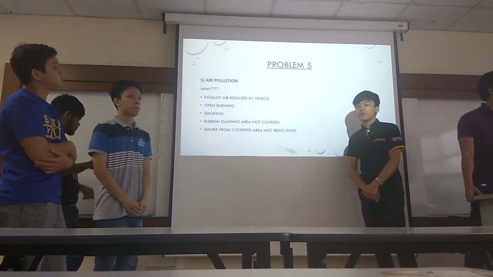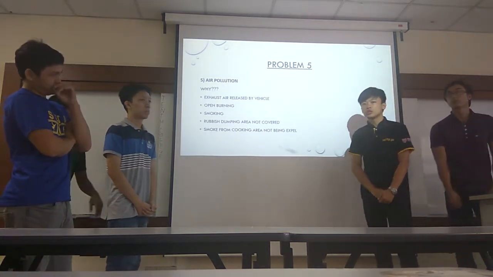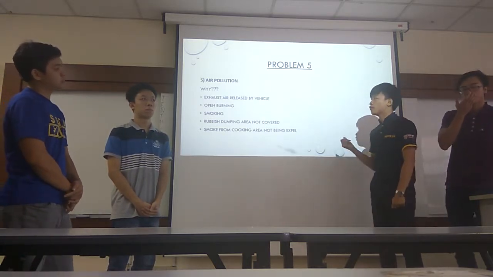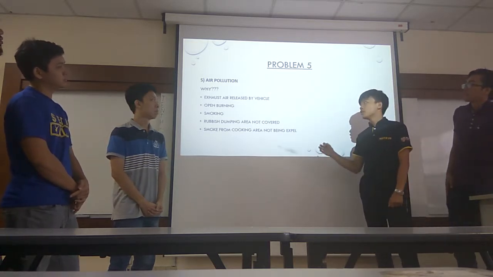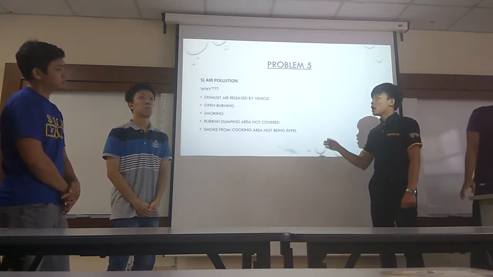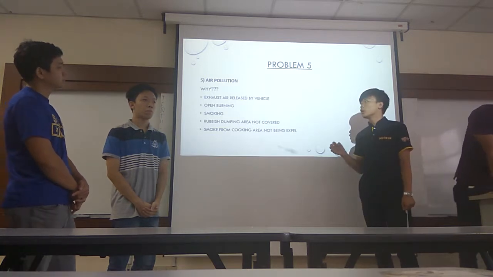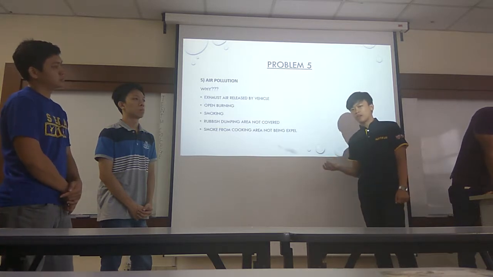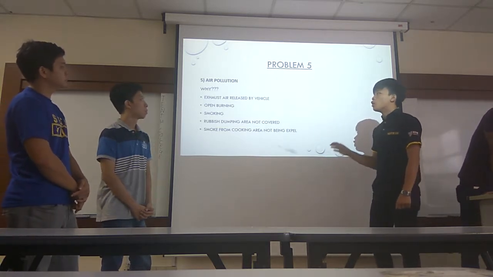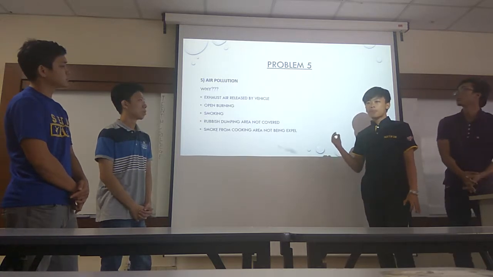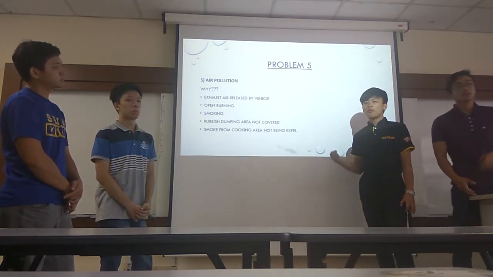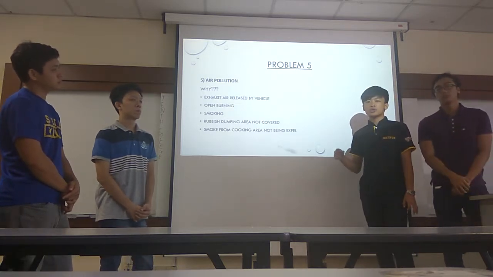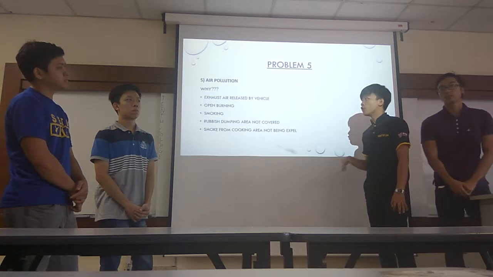So I will continue with the fifth problem on the site that we chose, which is air pollution. So why do we say that the Tan College has air pollution problems? At first, there is exhaust air released by vehicles. There are a lot of vehicles used by students, and when there are vehicles, there will be exhaust air. The second one is open burning. The college often practices open burning, which produces smoke that is not good for inhalation.